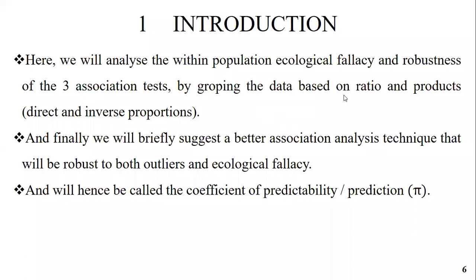To do that, we group the data into 5 based on proportionality around the mode: much less than mode, slightly less than mode, exactly equal to mode, slightly greater than mode, and much greater than mode. And finally, we will briefly suggest a better association analysis technique that will be robust to both outliers and ecological fallacy and will hence be called the coefficient of predictability.